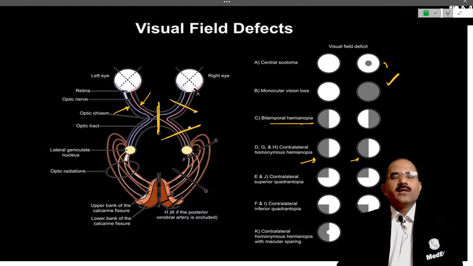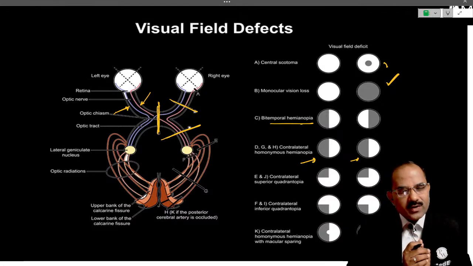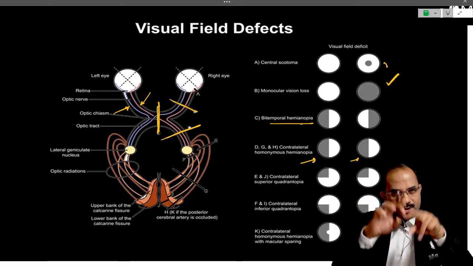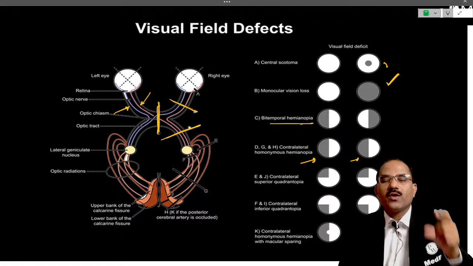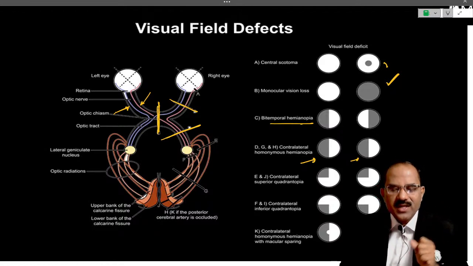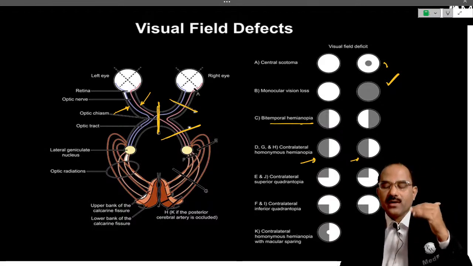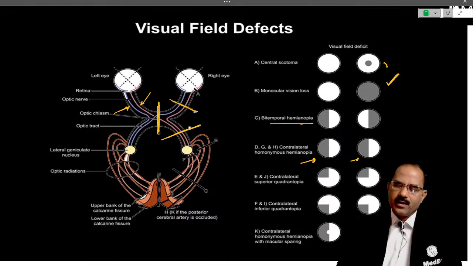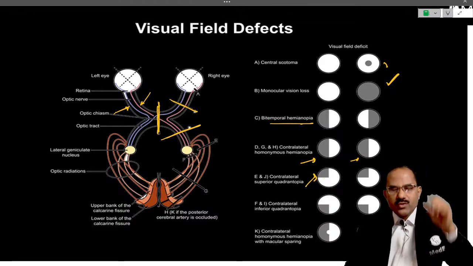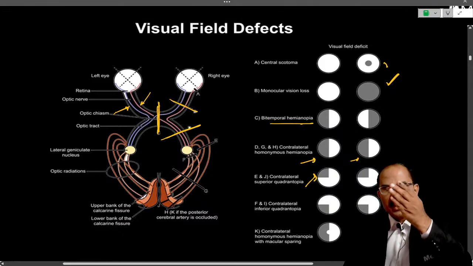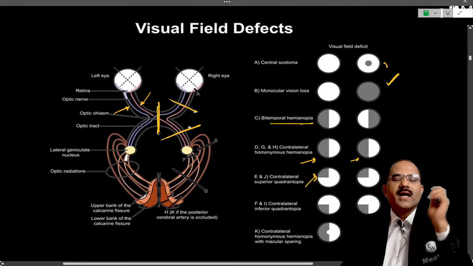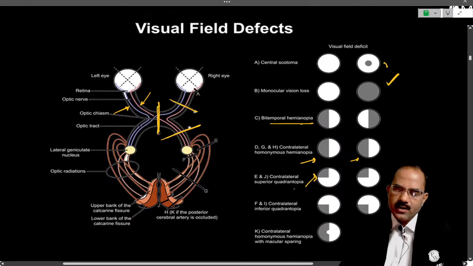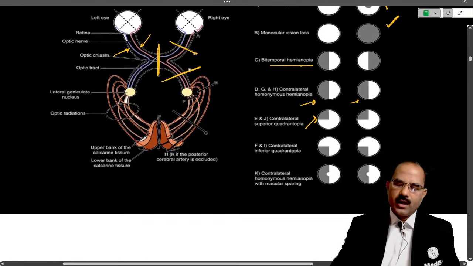Correct? Now there are some fibers of the visual pathway which, when they go towards the occipital lobe, pass through the temporal lobe. This is what we call Meyer's loop. Damage to Meyer's loop would result in a superior quadrantanopia, a superior quadrant is gone. Damage to Meyer's loop, the fibers of the visual pathway which go through the temporal lobe, is going to cause a contralateral superior quadrantanopia.